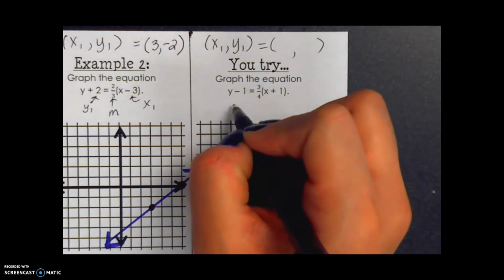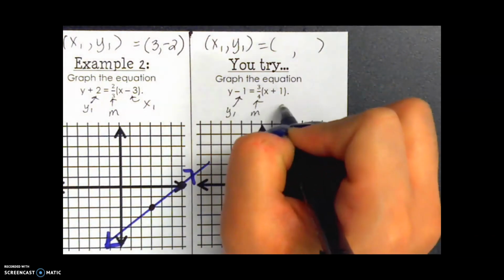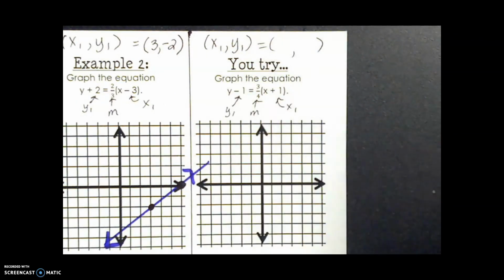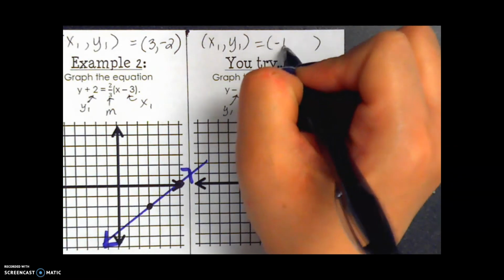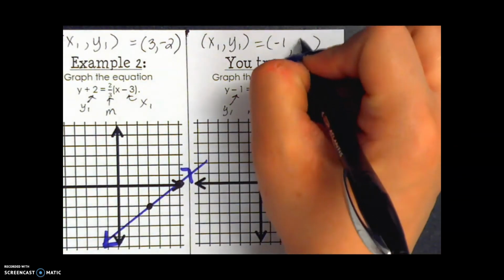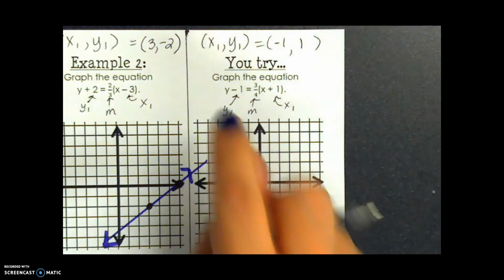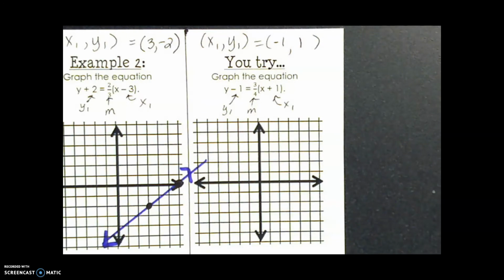All right, so remember our y1 is over here. This is my slope. This is my x1. So my x1 would be negative 1 because we changed the sign. And my y1 would be positive 1 because we changed that sign. It says minus 1, so it's going to be a plus 1.